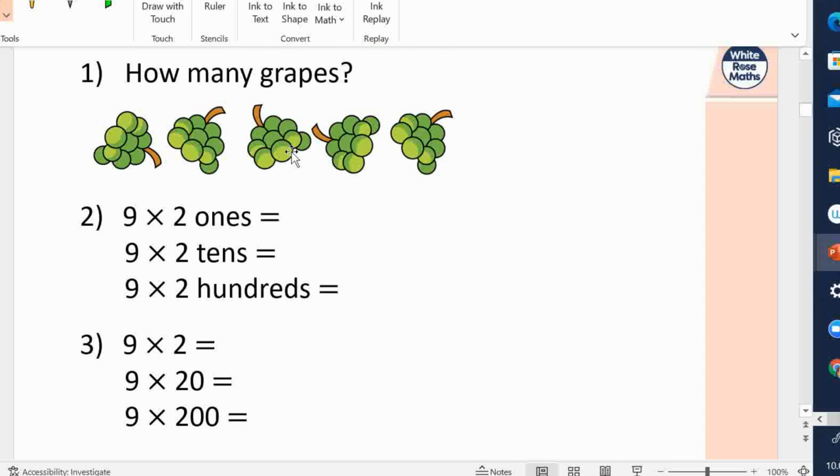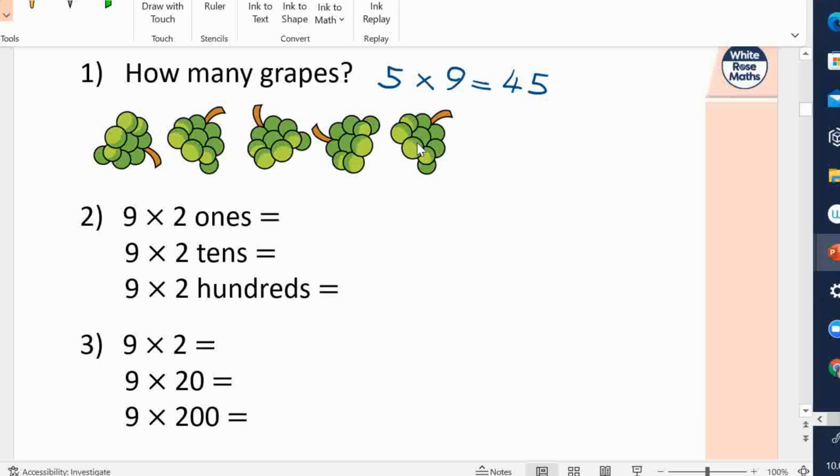Okay, so here we have bunches of grapes. Now, there are 9 grapes in each bunch, okay, in each one. So what equation do we need to do to work out exactly how many grapes there are? 5 times 9, good. And we're just looking at the 9 times table. So what is 5 times 9? Good, 45.